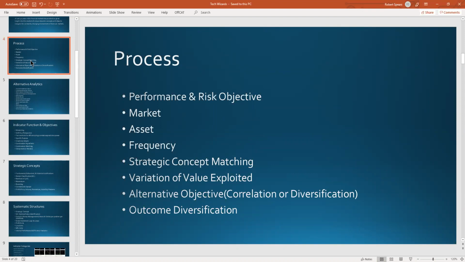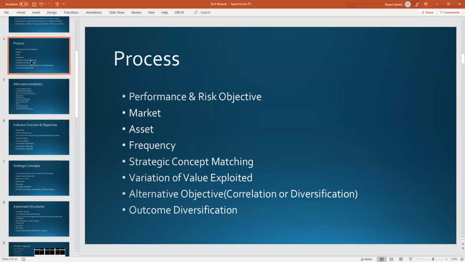And then it's the asset. So which asset really represents the concept's characteristics, frequency, holding periods, whether that's intraday, swing, long-term, and also matches strategic concepts. So you have to match everything: the strategic concept, frequency, asset, margin, or market, variation of value.